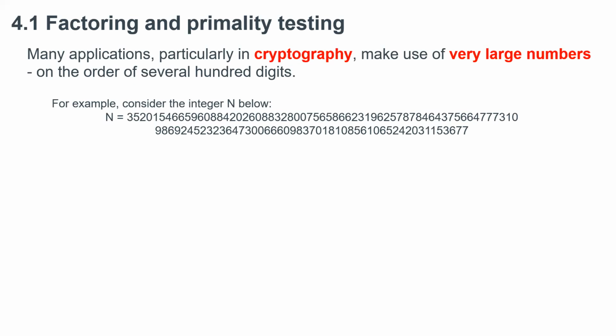So they start out by telling us that cryptography, again, what we're getting to eventually, makes use of some very large numbers. And some of these numbers can be very large, on the order of several hundred digits.